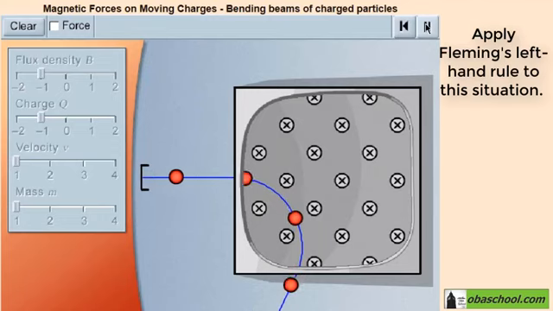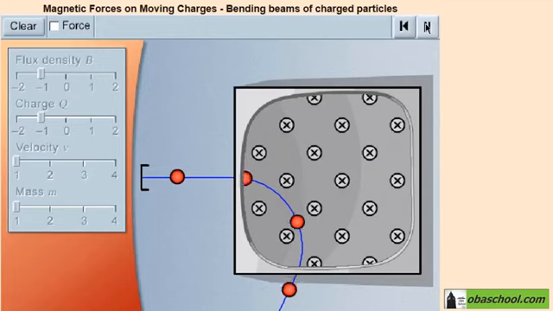Your thumb will point in the motion direction, which is downwards. Your first finger must point in the field direction, into the picture, and your second finger must point in the current direction, which is from right to left.